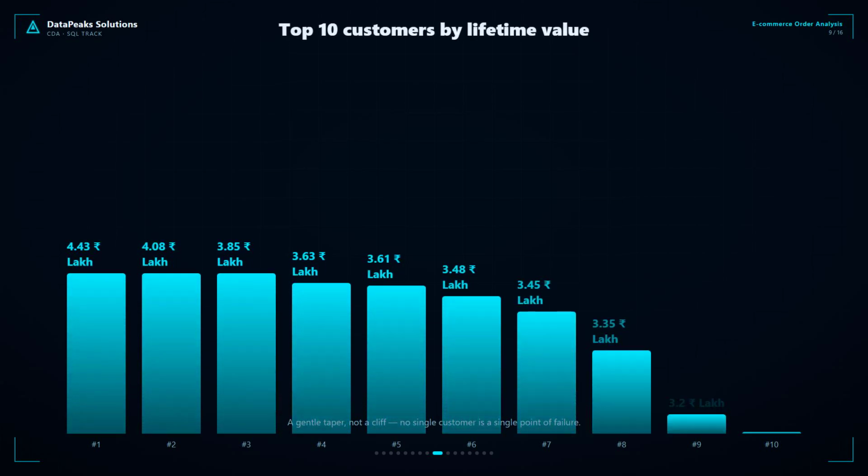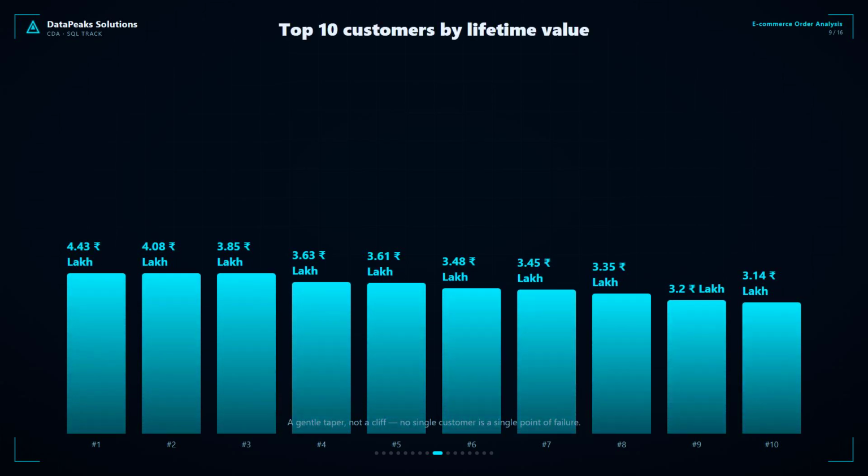Your top customers aren't just buyers, they're the people keeping your business alive. After calculating customer lifetime value with SQL, we rank every customer and build a leaderboard. The top 10 customers each generated over 3 lakh rupees in revenue, with the highest contributor crossing 4.4 lakh rupees. But here's the real insight.